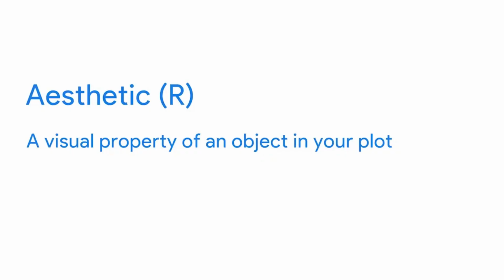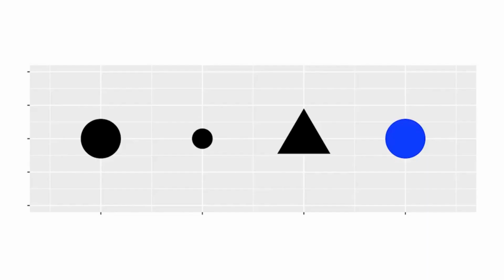Earlier, we learned that an aesthetic is a visual property of an object in your plot. For example, in a scatter plot, aesthetics include the size, shape, or color of your data points. You can display a point in different ways by changing its aesthetics, or the way it looks. You can make a point small, triangular, or blue, or a combination of these.